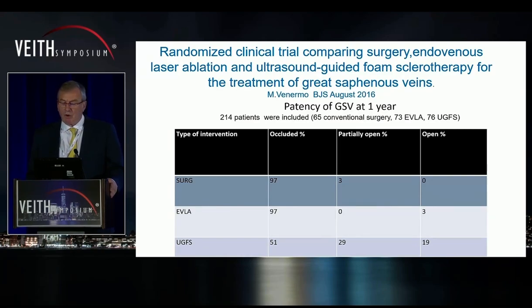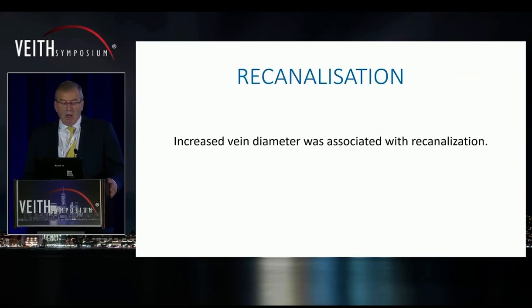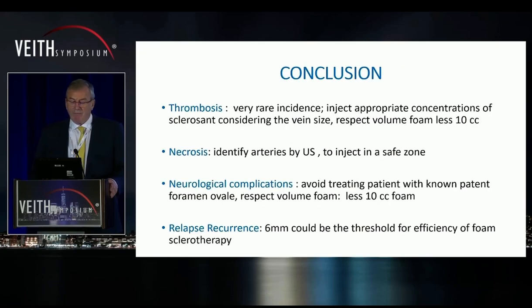In the Venamo study, the occlusion rate for surgery was 97%, under venous laser 97%, but for foam it was 51%. But according to the size of the vessel, when the vessel was less than 6 millimeters, the occlusion rate was 75%. This is acceptable. For 6 to 8, 50%, above 9, 37%. So increased vein diameter was associated with lower occlusion. In conclusion, thrombosis is a very rare incident.